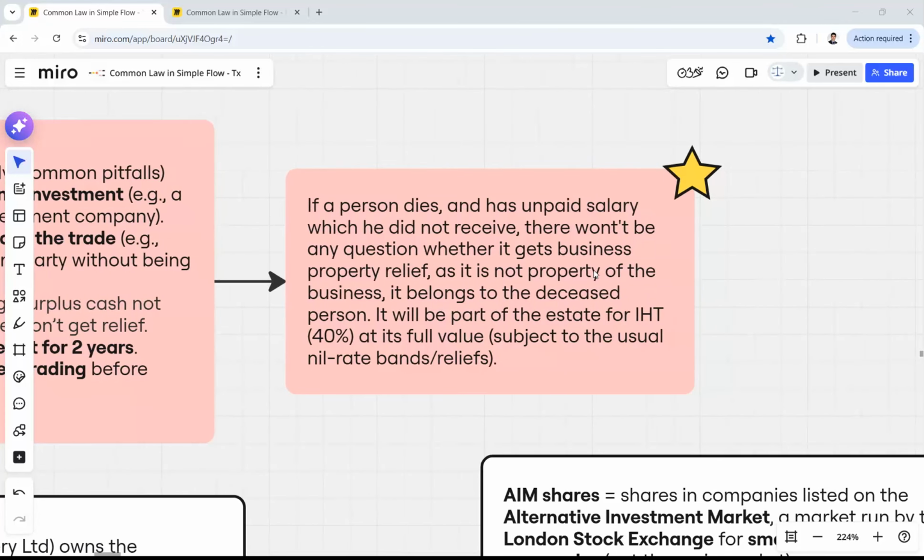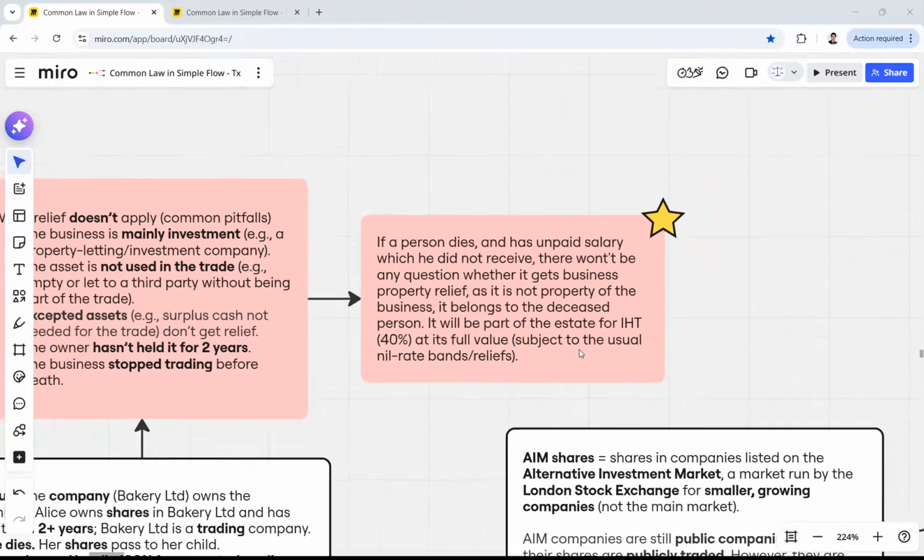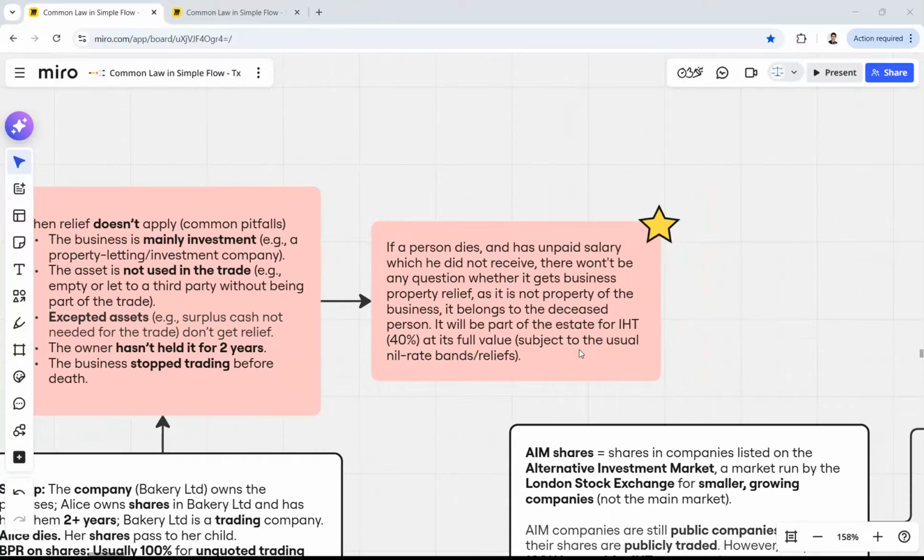If a person dies and has unpaid salary, which he did not receive, there won't be any question whether it gets business property relief, as it is not property of the business. It belongs to the deceased person. It will be part of the estate for inheritance tax, with 40% taxing at its full value. This is subject to the usual nil rate band relief. So the salary is a tricky part.